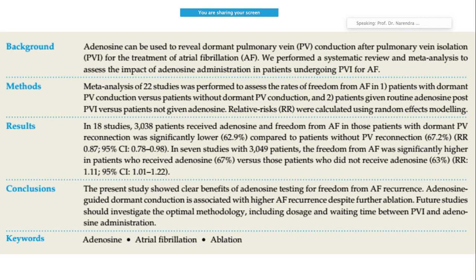So, conclusion wise, what happened? In the conclusion, you can tell about what the present study showed, what were the clear benefits. So, the clear benefit was that in the patients where dormant conduction was ablated, there was freedom from AF recurrence. So that's why adenosine guided dormant conduction is associated with higher AF recurrence despite further ablation as well.